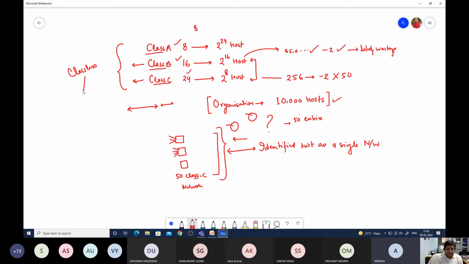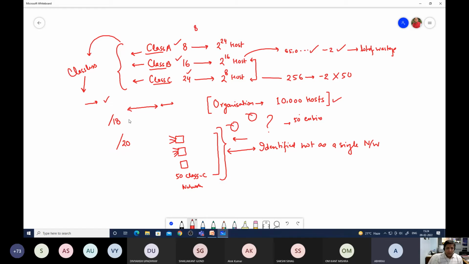But when we say classless, then we need to tell how many bits are there in the network part. And that is generally known as slash notation. If I'm writing slash 18, it means 18 bits are in the network part, the rest are host bits. If I'm writing slash 20, it means 20 bits in the network part and the rest are host bits. So this was a paradigm shift from classful to classless.